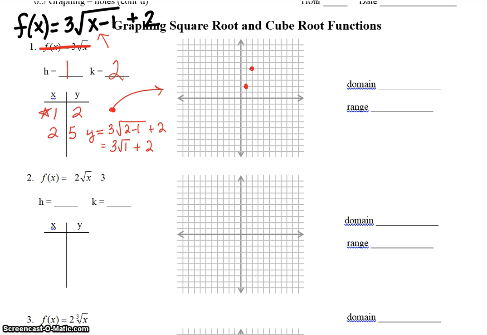Now let's find another one. 3 minus 1 is 2. That's not going to be good. 4 minus 1 is 3. That's not very good. How about 5? What if we plug in 5? We get y equals 3 square root 5 minus 1 plus 2. 5 minus 1, oh, that's 4. So we have 3 times square root of 4, which is 2, plus 2, we get 8. So 5, 8. So we're going to go over 5 and up 8.